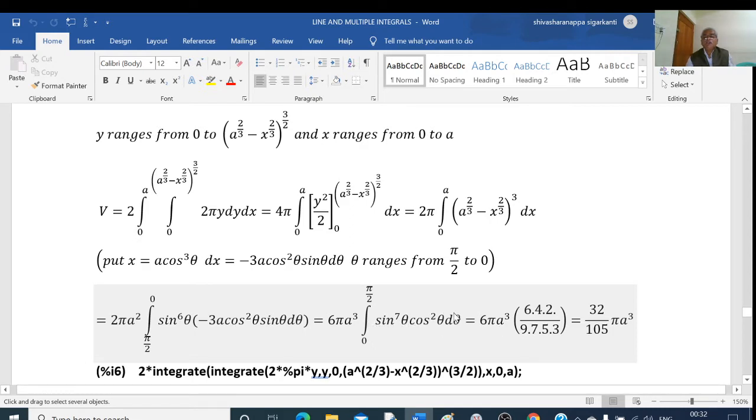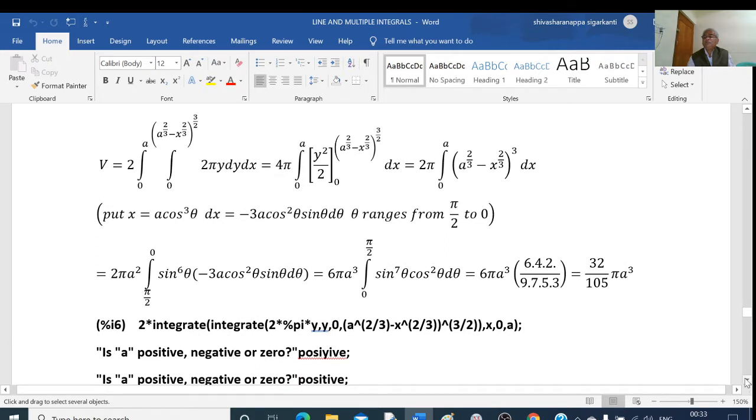Here I will use a reduction formula, 0 to pi by 2 sin to the power of m theta cos to the power of n theta. So the numerator becomes 7 minus 1 is 6, 4, 2 into 1, divided by 7 plus 2 is 9, 7, 5, 3 into 1 here, because this is odd. Then after simplifying this, I am getting the value as 32 divided by 105 pi a cube. This is the required volume.